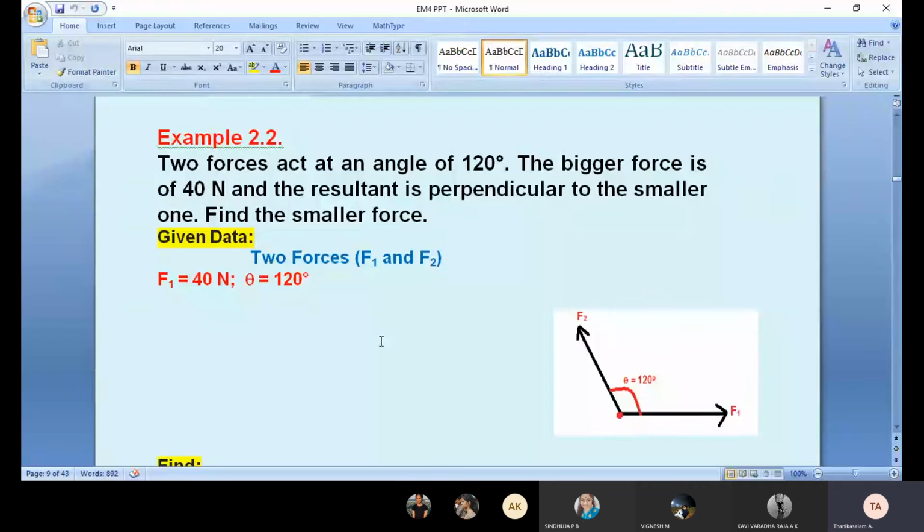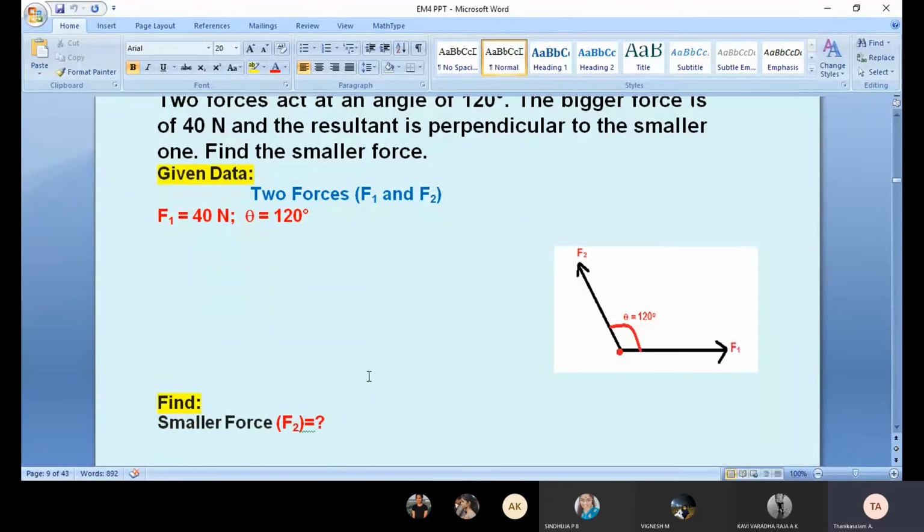So in this question, they mention two forces, so you have to take F1, F2. The angle given is theta 120 degrees. You draw the diagram. Then the bigger force is 40 Newton, so always take F1 as the bigger force, 40 Newton. Then find the smaller force F2. The condition given is the resultant is perpendicular to the smaller one. The smaller one is F2.